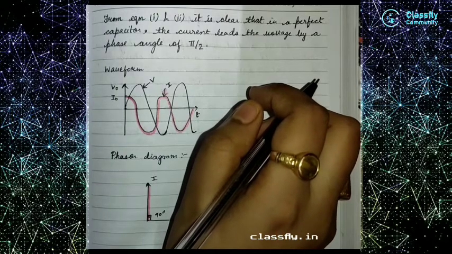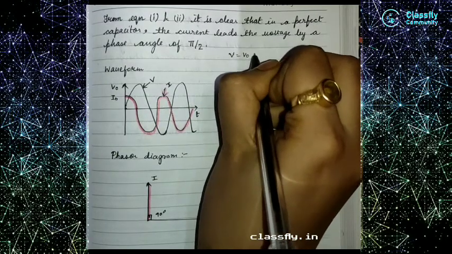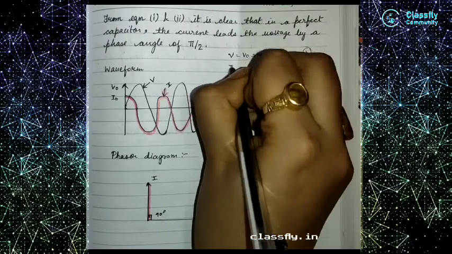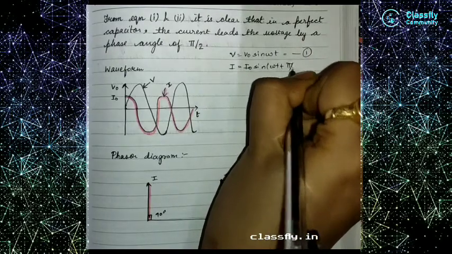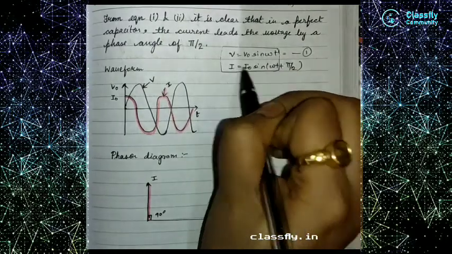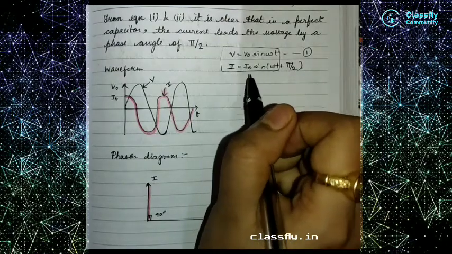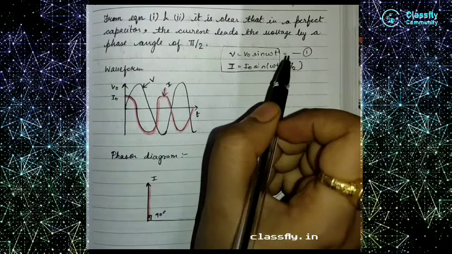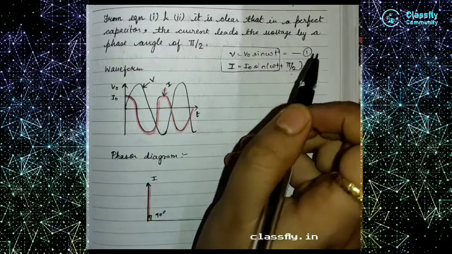That means our V is equal to V0 sin omega t. This is our first equation, and the second equation is I equal to I0 sin(omega t plus pi by 2). Till here it is the same for the voltage and the current, but as I has a plus pi by 2, that means when the capacitor is perfect and connected to the AC circuit, the current will lead the voltage by 90 degrees.